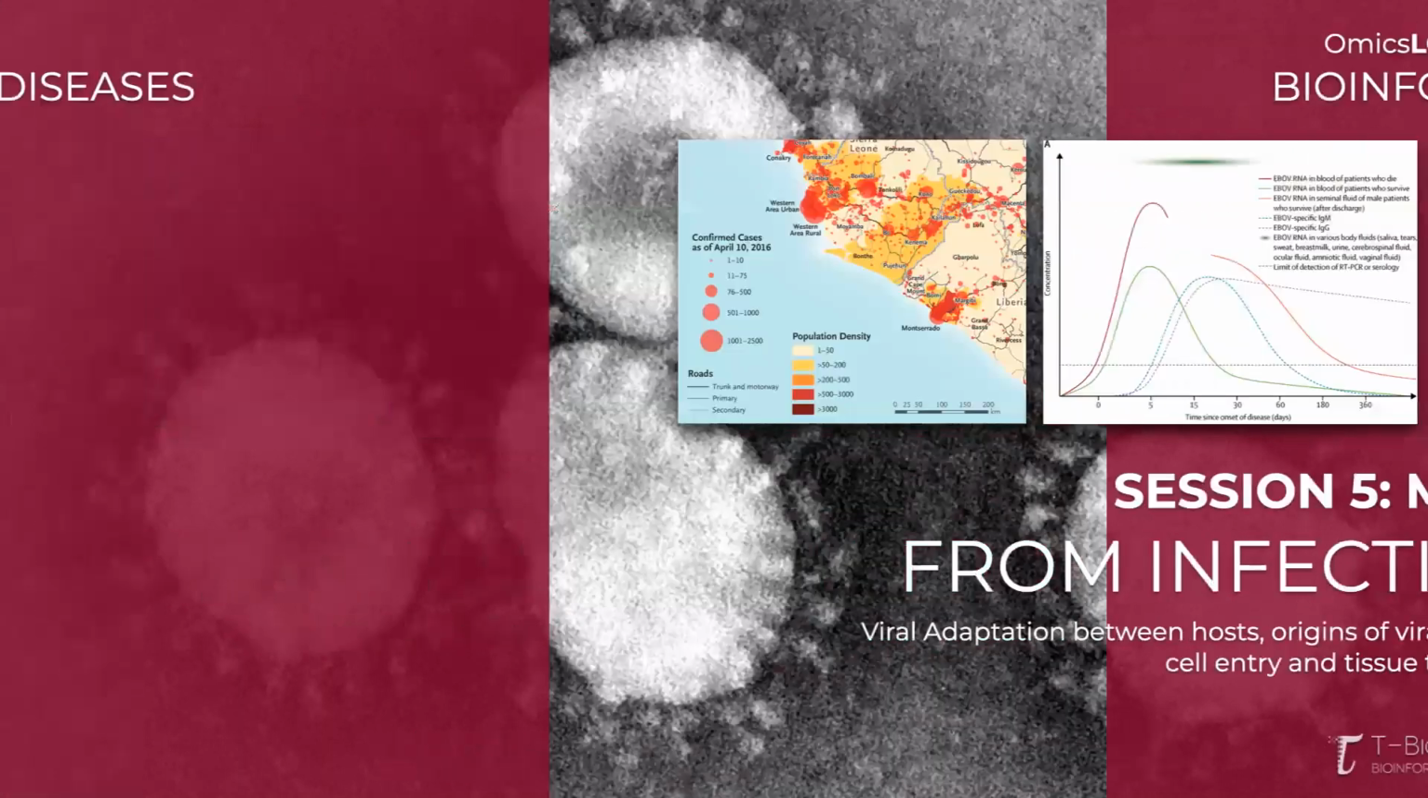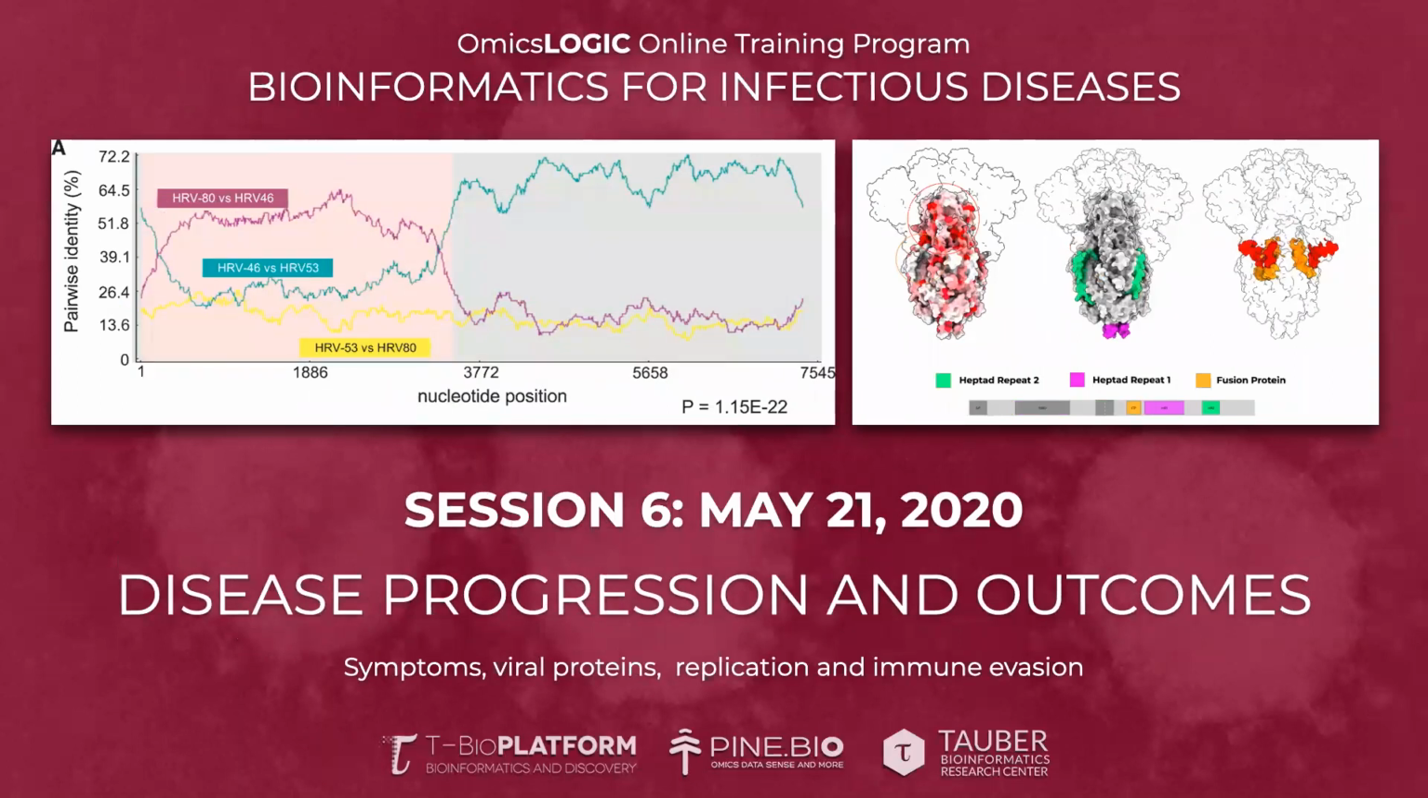We'll then talk about disease progression and outcomes. So what are some of the important features that characterize differences in the ability of the virus to enter the cell, replicate within the cell, eventually causing the host to either be very sick, and how does that contribute to the spread of the virus, or potentially die, and why is that maybe a bad thing for the virus as well.